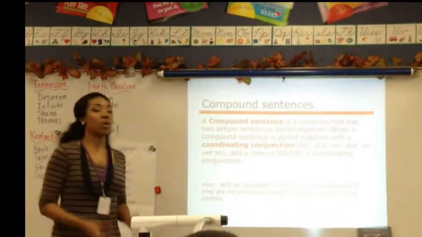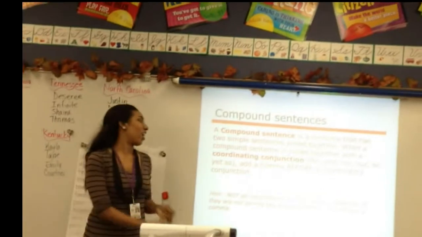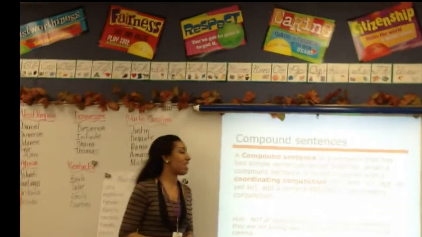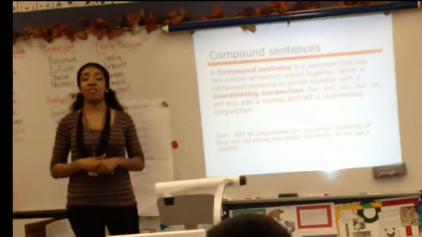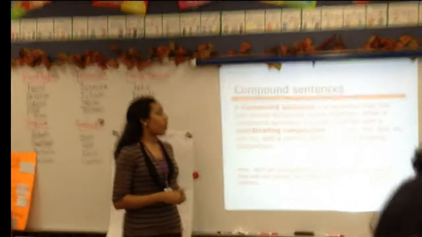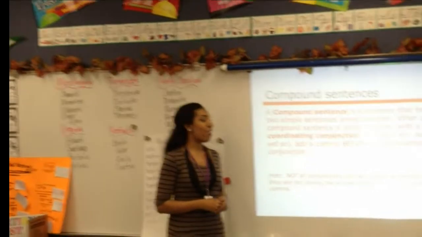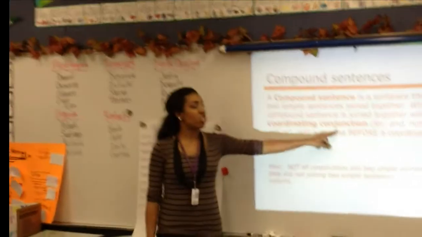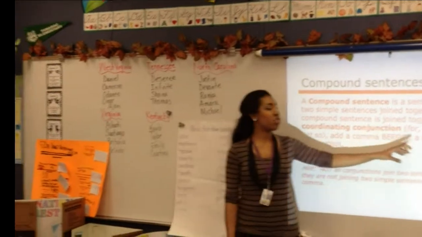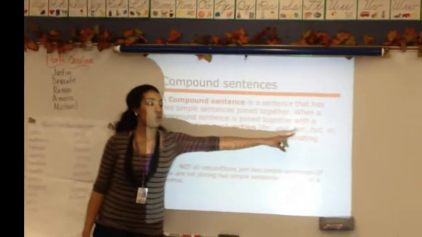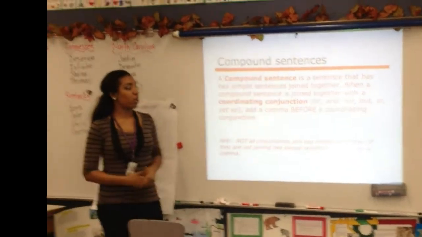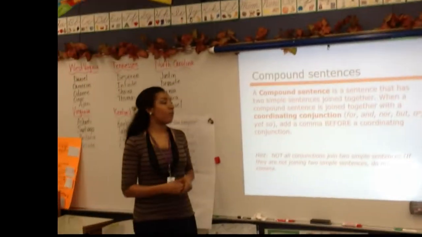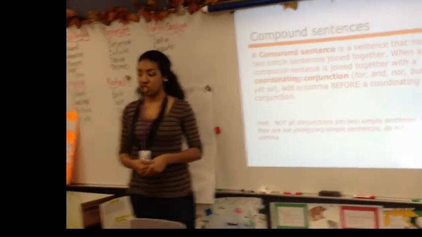Alright, so let's move on to compound sentences. We're finally there. A compound sentence is a sentence that has two simple sentences joined together. Okay, so I heard that in some of your definitions. Great job. A compound sentence is joined together with a coordinating conjunction. Some of our coordinating conjunctions are for, and, nor, but, or, yet, and so. And we add a comma before a coordinating conjunction. Okay?